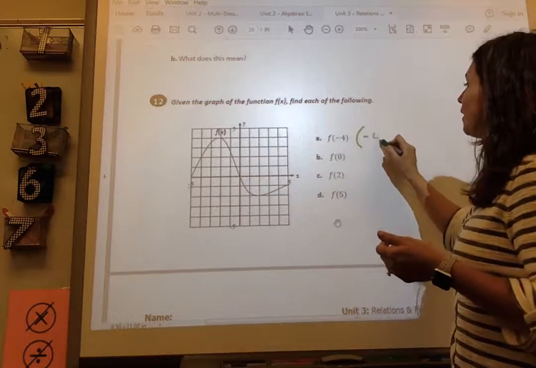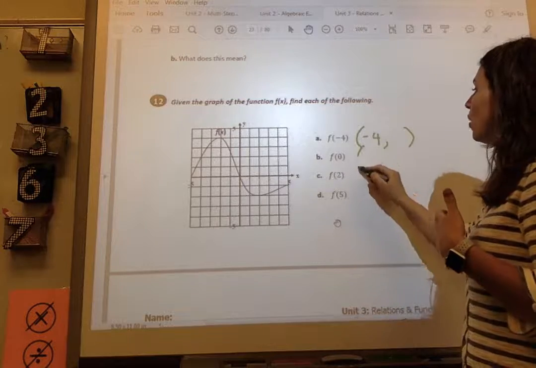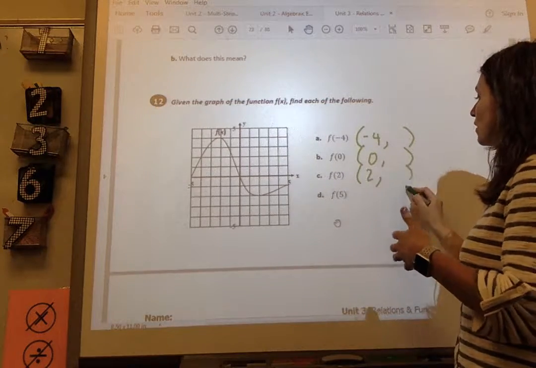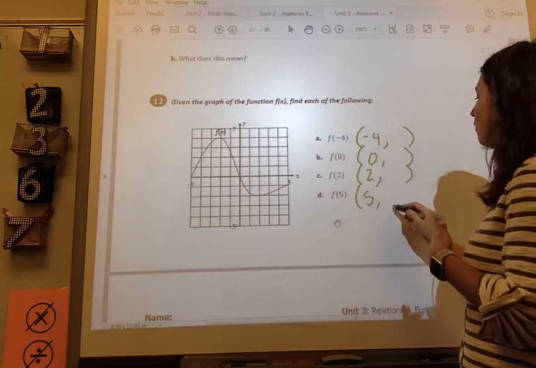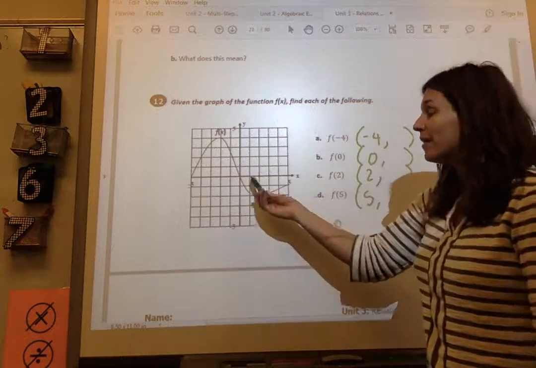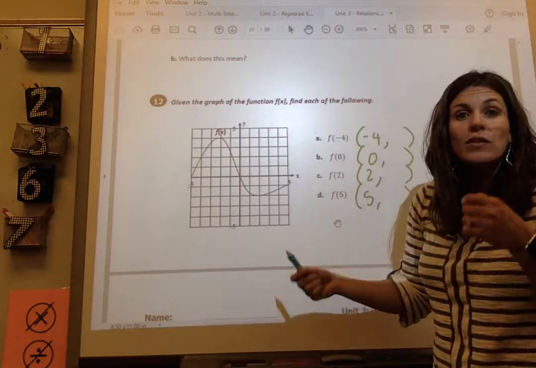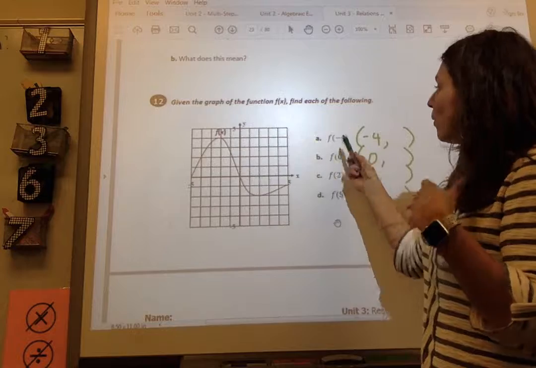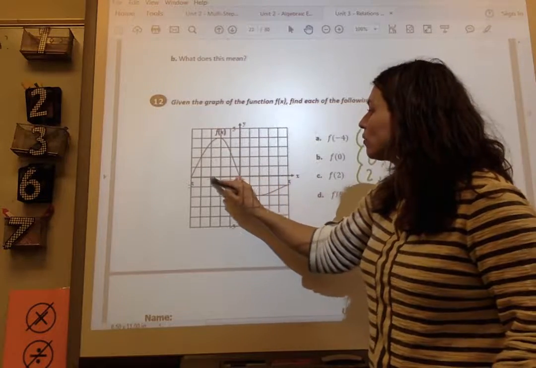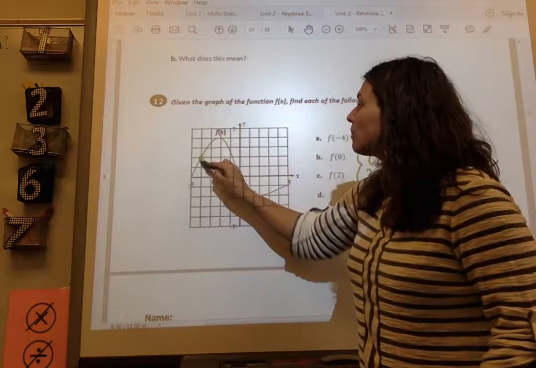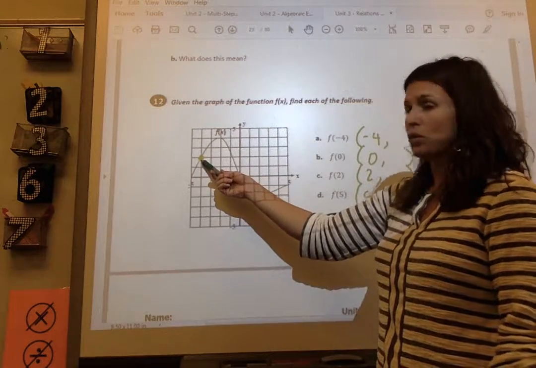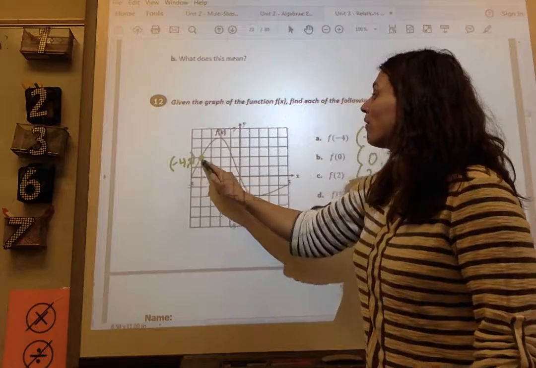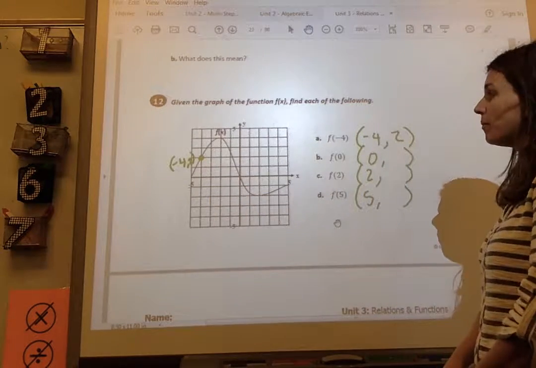When x is -4, what's my output? When x is 0, what's my output? When x is 2, what's my output? When x is 5, what's my output? Well, this is the easiest one to do because it's a graph. So I'm going to look at my graph and let the graph work for me. So when x is -4, 1, 2, 3, -4, what's my y value? 2. So this is just a plotted point. -4, my y value equals 2. So I fill it in.